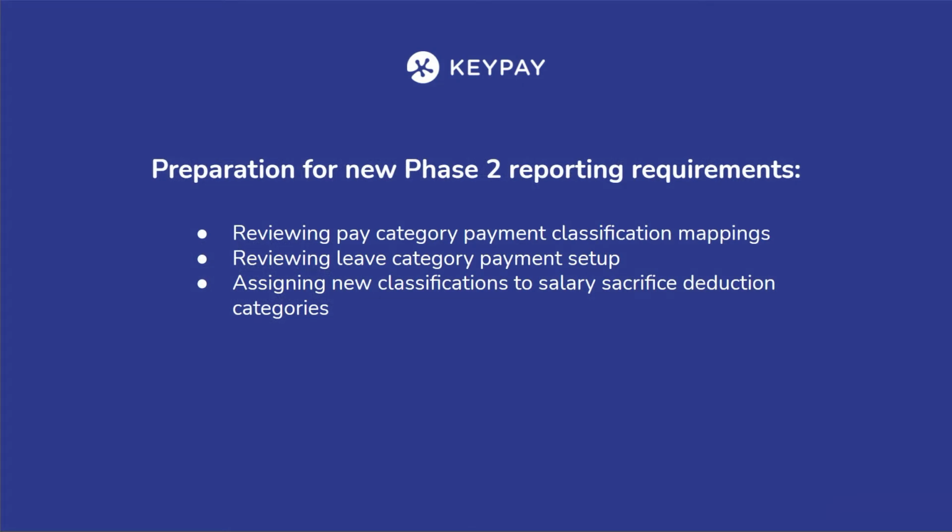The preparation required to ensure gross amounts are reported correctly as per the new Phase 2 requirements can be broken down into 3 separate activities: reviewing pay category payment classification mappings, reviewing leave category payment setup, and assigning new classifications to salary sacrifice deduction categories.